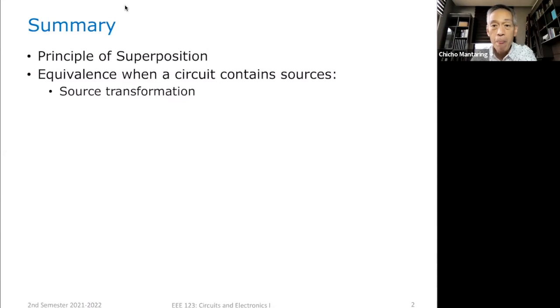If you will recall, we got circuit equivalence before, no? But the circuits that we got an equivalent to were all resistive circuits. So now we're going to discuss equivalence concepts when a circuit contains both resistances and sources. And the first thing we'll take up is source transformation. Okay. The next meeting we'll continue this topic.